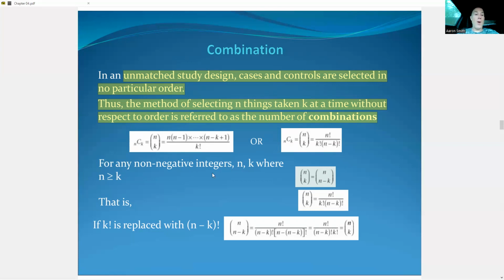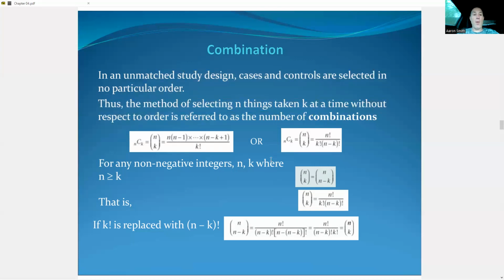Now, it works out that as long as I have numbers that make sense for doing these calculations, n choose k is equal to n choose n minus k. And here just shows that this is correct.